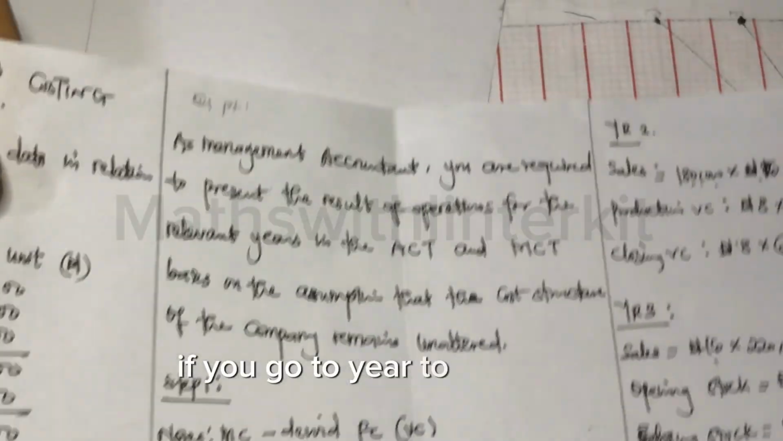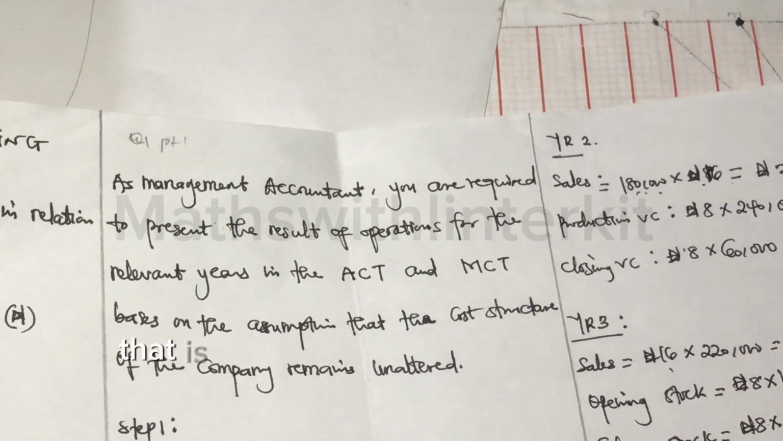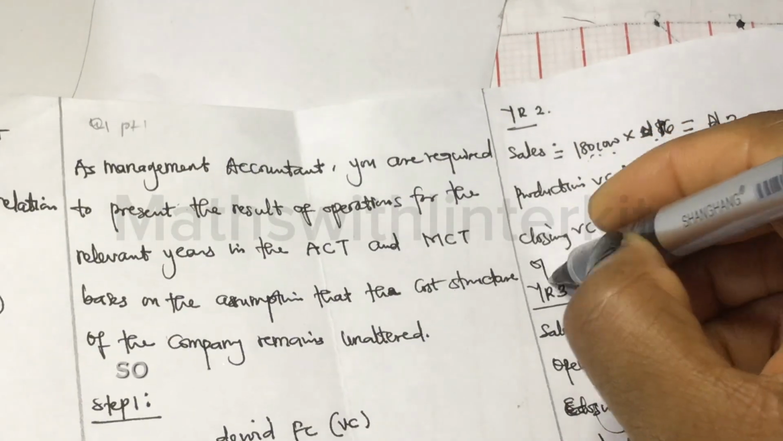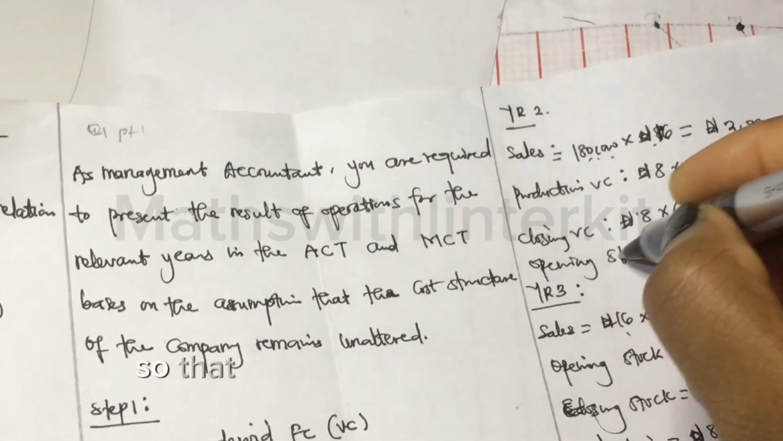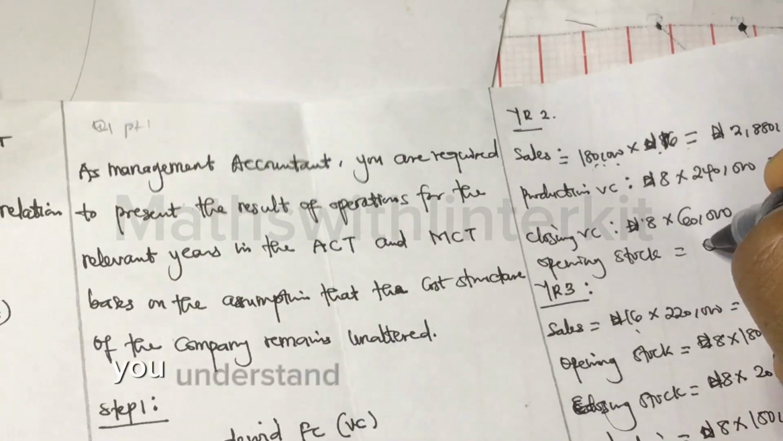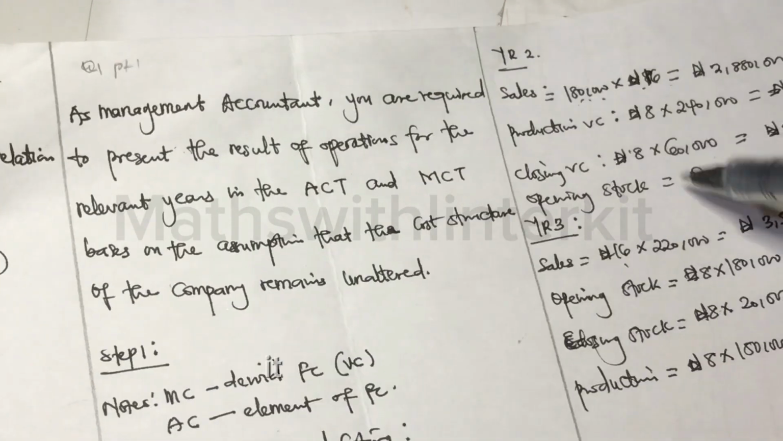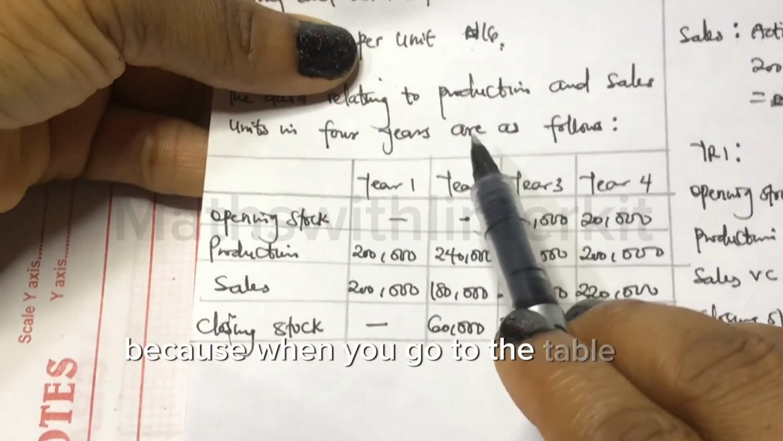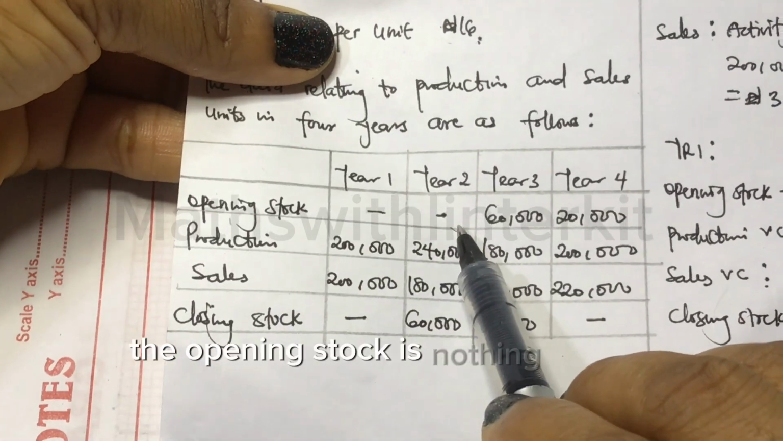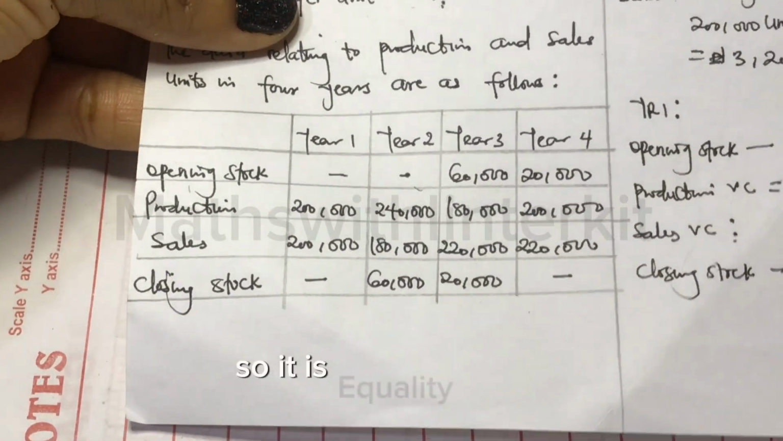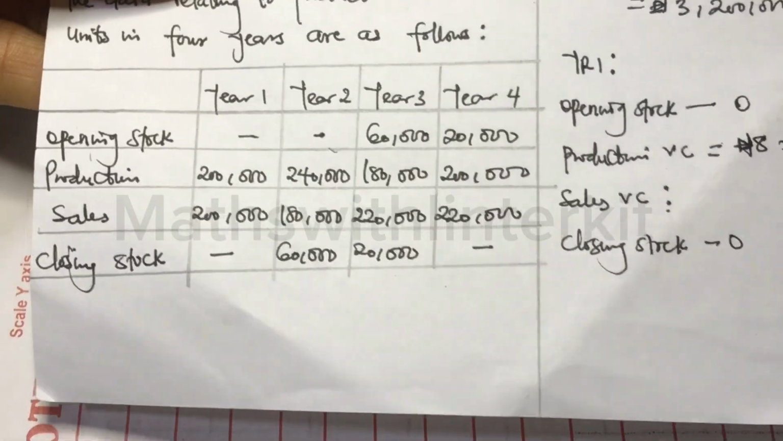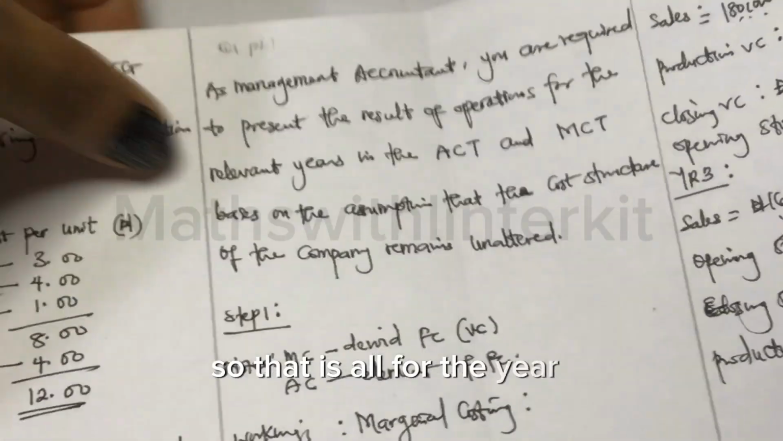If you go to the year 2 calculation, that is why we don't have the opening stock there. So the opening stock, let me just write it so that when you are going through it, you will understand why it is 0 for year 2. It is 0 because when you go to the table for year 2, the opening stock is nothing, it is empty. So it is equivalent to 0. So that is all for year 3.